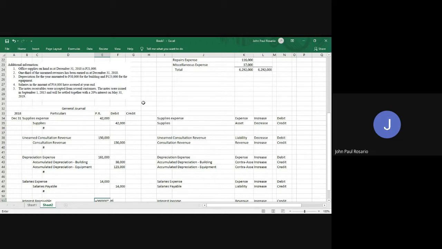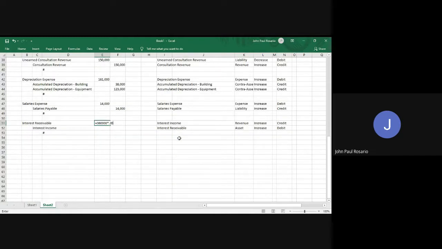It doesn't say that every year it's 20%. This is a simple interest. Okay, so how many periods? So let's see, how many periods have passed? In 2015, you have September, October, November, December, so 4 months. 2016, you have 12 months.